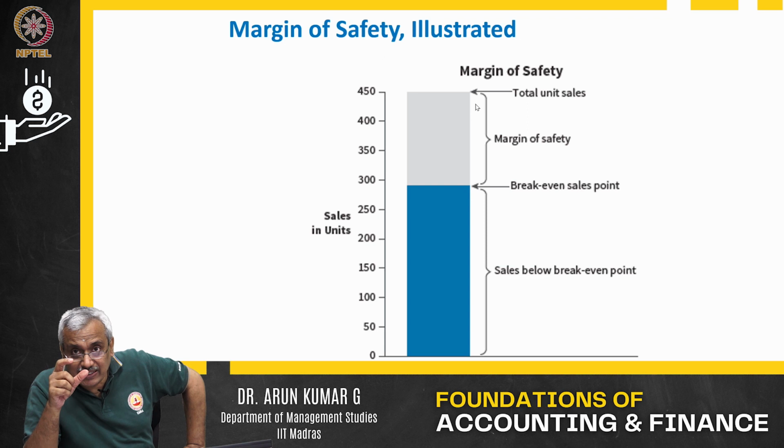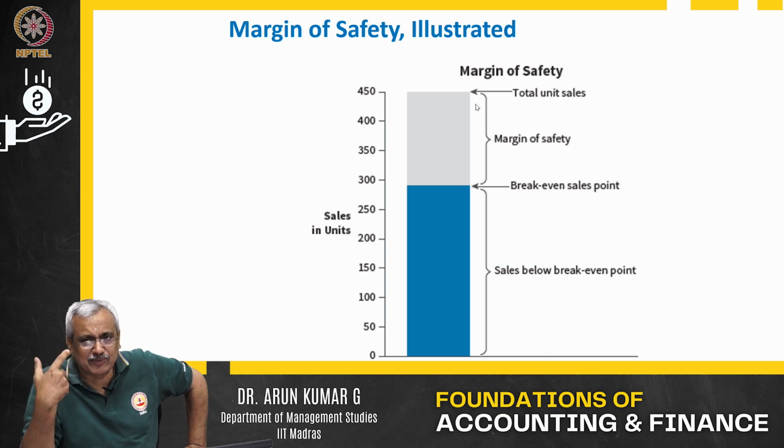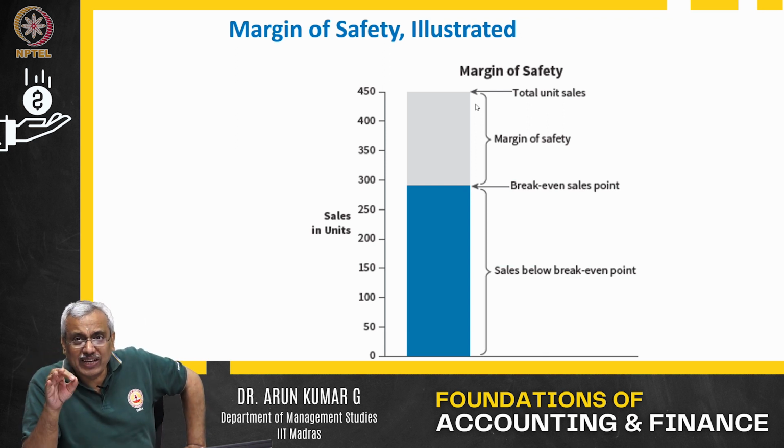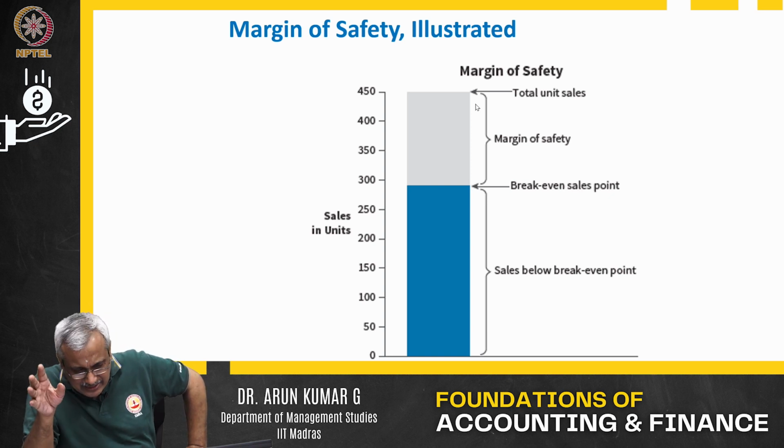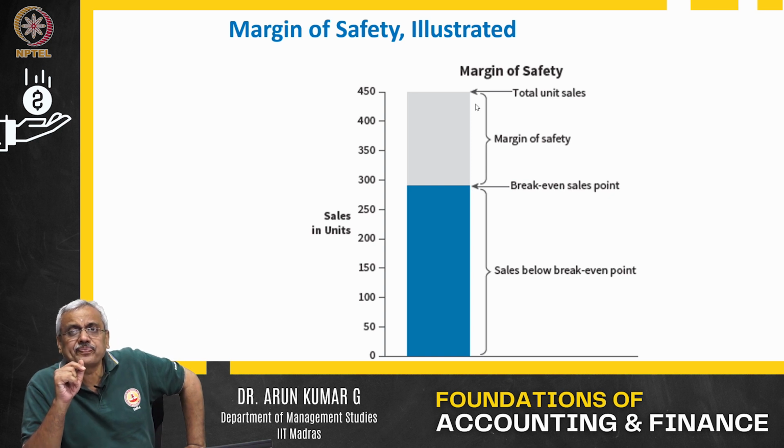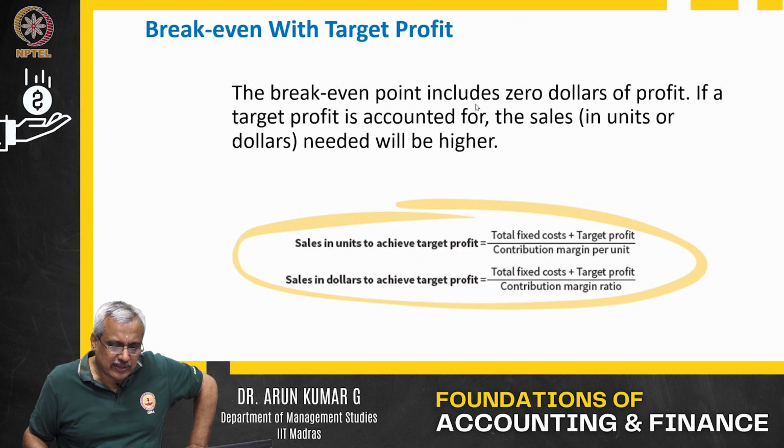So what is the percentage of sales? What is the volume of sales? It can be expressed in terms of percentage, dollar amount, or units. What is the amount of sales that is above the break even point? If it is a number of units, yes, it is a number of units. If it is in dollar terms or rupee terms, yes. If it is in percentage terms, yes, it can be in percentage terms. That is what we call margin of safety.